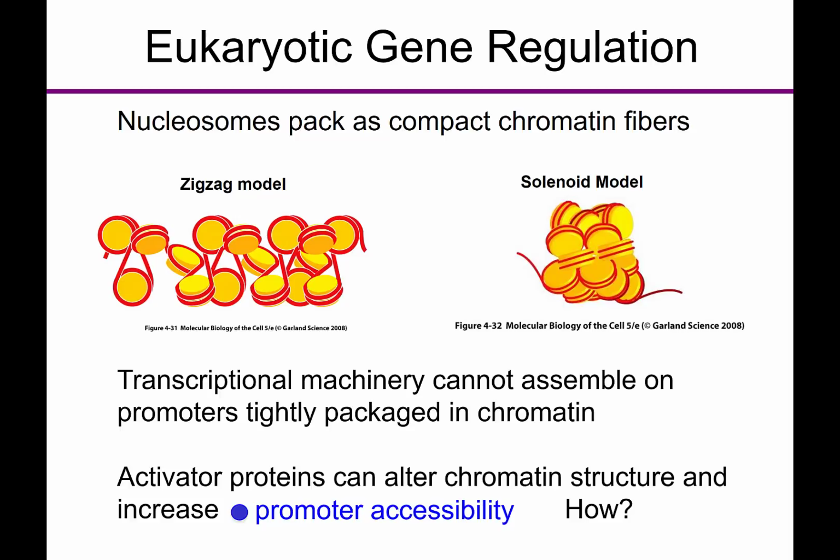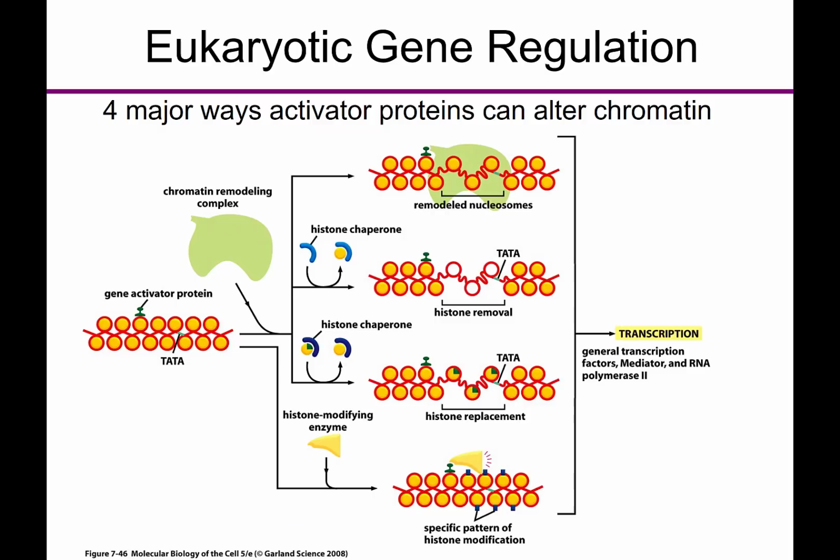And there's a couple of ways they can do this. We'll go over the 4 major ways activator proteins can alter chromatin in great detail, but let's just look at this slide for an overview. And again, these are not official numbers. They're just kind of an outline for your slide to help you keep organized. But there are 4 standard ways shown for you here.